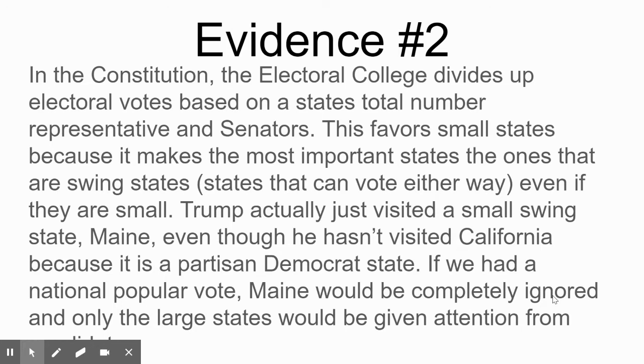Trump actually just visited a small swing state, Maine. So I'm using something literally recent as a piece of evidence here, which is fine. Maine, even though he hasn't visited California because it is a partisan Democrat state. If we had a national popular vote, Maine would be completely ignored, and only the large states would be given attention from candidates. So my argument is that small states are still relevant here. You're going to see in my opposing argument that I'll use just the exact opposite argument. So this is you using the Constitution as your second piece, explaining the Electoral College itself, and then saying why it's better. That would get you the points.